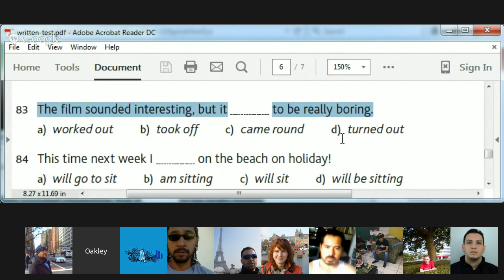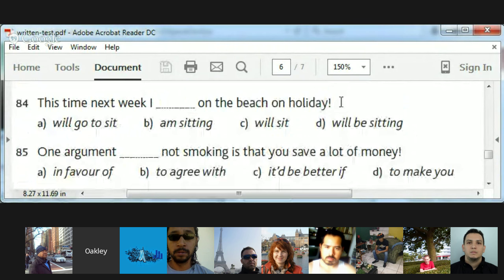Mustafa. The film sounded interesting, but it turned out to be really boring. Okay, phrasal verb, to turn out. Okay, how something results. A surprise result. We used phrasal verb, turn out. Marcus, 84. Okay.